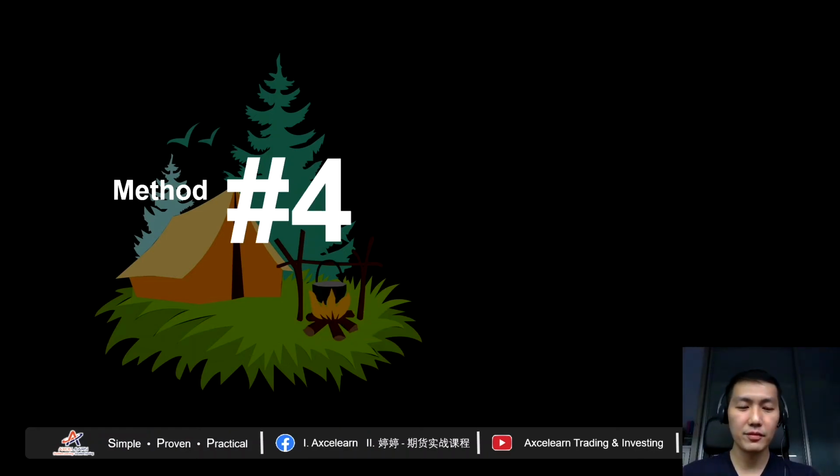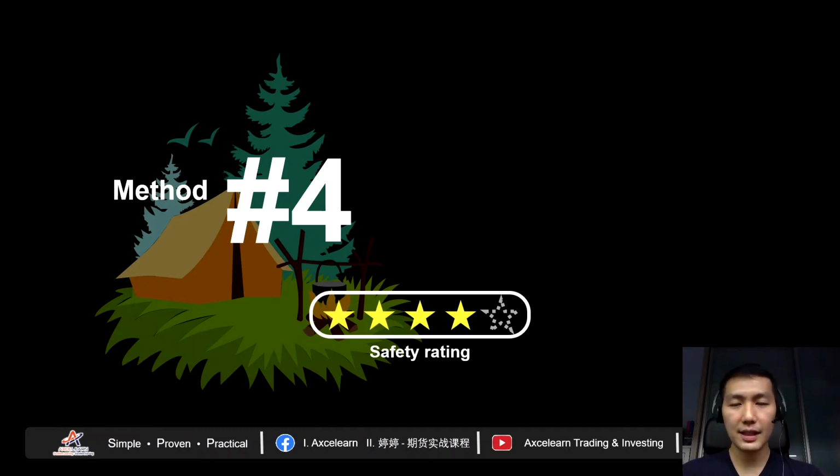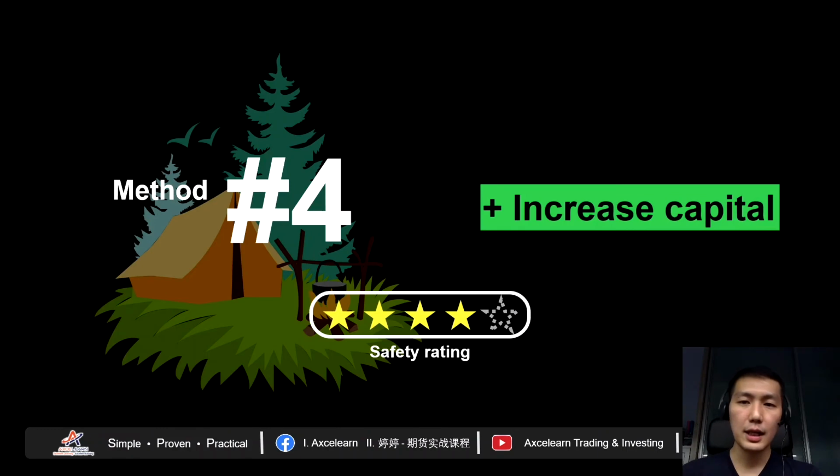And lastly, method number 4. Method number 4, we give it a 4-star out of 5-star, which is where you can increase your capital. So if you do not want to reduce the number of contracts, you can increase the capital, or the amount of investment that you put into your trading account. Method number 4 is similar to method number 3, where the purpose of increasing capital is to give your trading portfolio the room to fluctuate so that you don't get hit by the market easily, and then you may be facing a margin call. So increasing trading capital would be a logical step to cope with the highly volatile market.